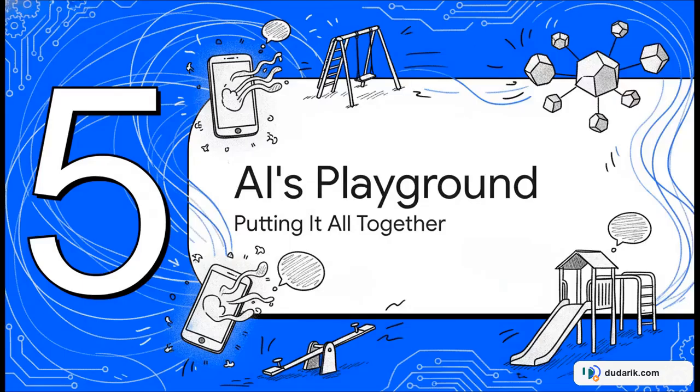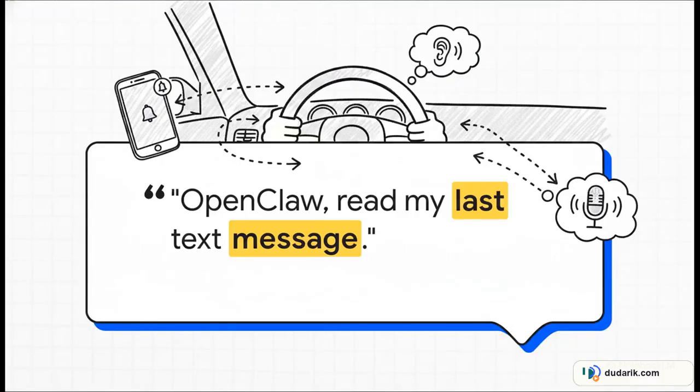Okay, so you're all set up. What's it actually like to use this thing? Well, your phone basically becomes a playground for your AI. Picture this. You're driving, your phone buzzes. Instead of dangerously grabbing for it, you just say, OpenClaw, read my last text message. It taps into your notifications, reads you the message, and then it's ready for what you want to do next. So simple, but so incredibly useful.